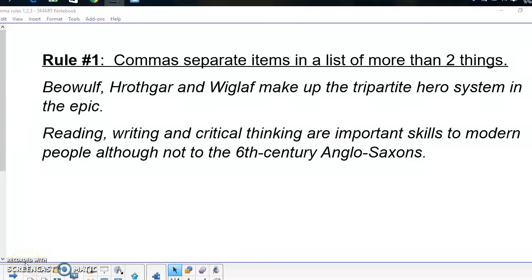Today we are going to discuss the first three rules for comma placement. Rule number 1, commas separate items in a list of more than two things. If you have just two things, all you need is the and. Once you have more than two things, then you have to start thinking about commas.